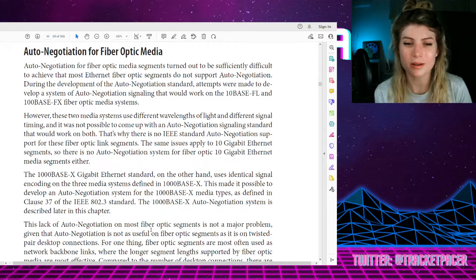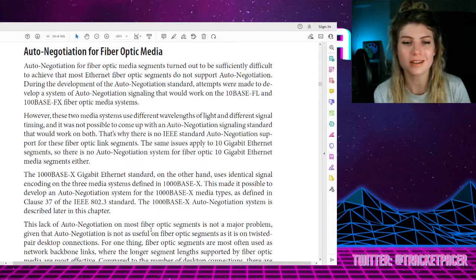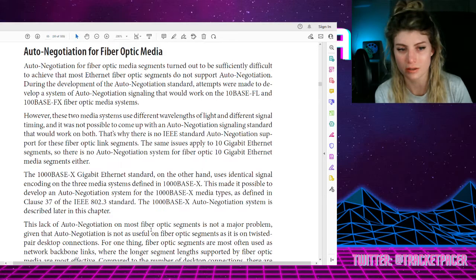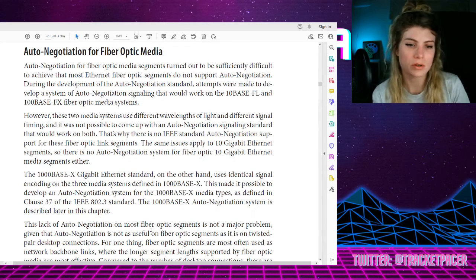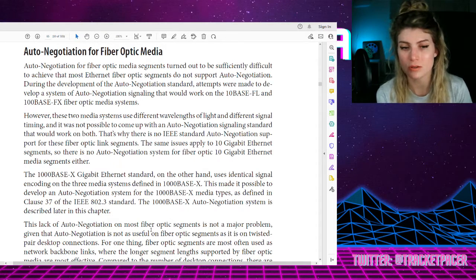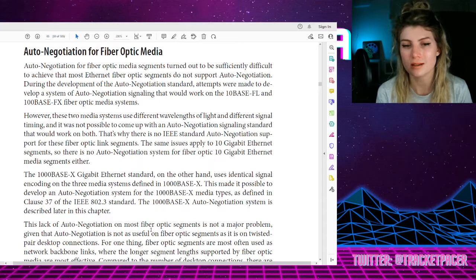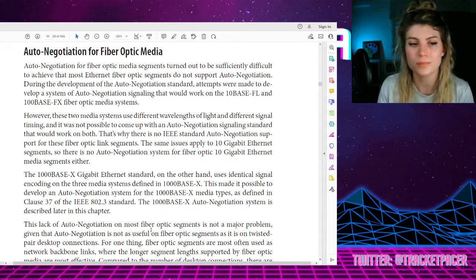The 1000BASE-X gigabit Ethernet standard, on the other hand, uses identical signal encoding on the three media systems defined in 1000BASE-X. I feel like that's a typo. It uses identical signal encoding on media systems defined in it. Maybe it's just awkwardly worded. Anyway, this made it possible to develop an auto negotiation system for 1000BASE-X media types as defined in clause 37 of the 802.3 standard. The 1000BASE-X auto negotiation system is described later in this chapter.